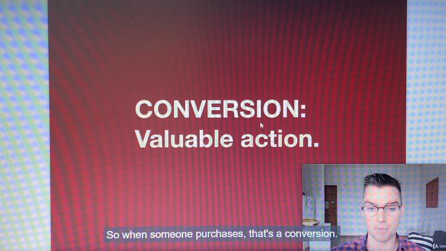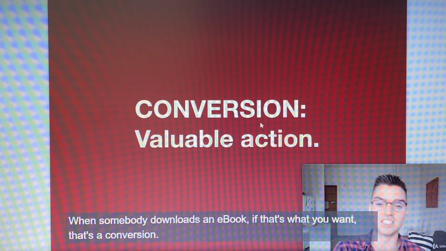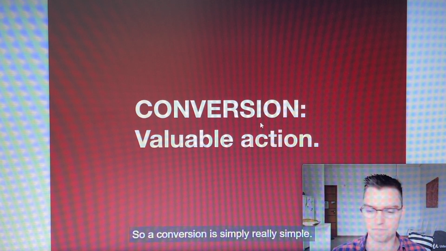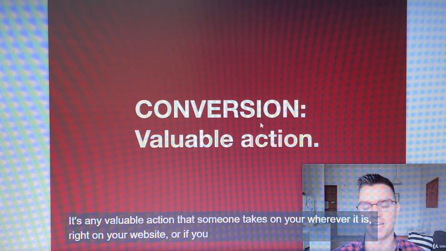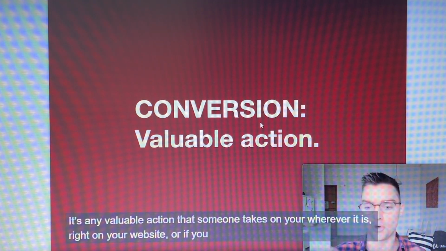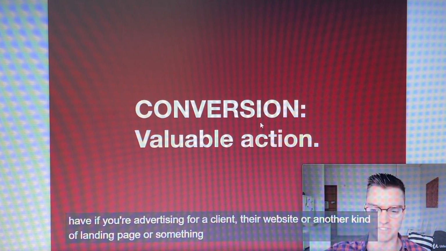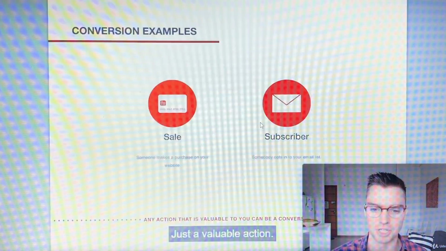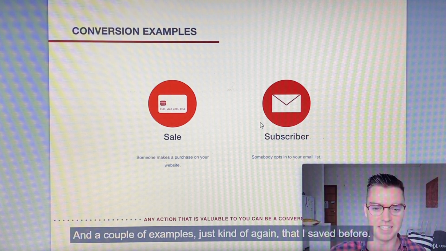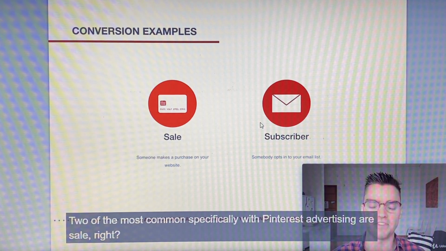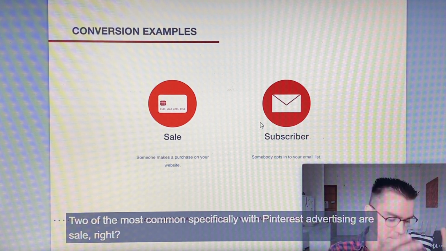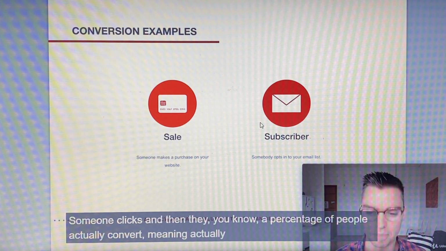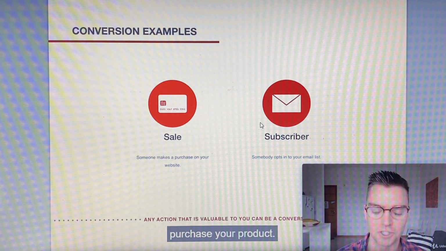So when someone purchases, that's a conversion. When somebody downloads an ebook, if that's what you want, that's a conversion. A conversion is really simple. It's any valuable action that someone takes on your website, or if you're advertising for a client, their website, or another kind of landing page. Just a valuable action. Two of the most common, specifically with Pinterest advertising, are sales. Someone buys on your website, that's a conversion. That's a valuable action. A percentage of people who click actually convert, meaning actually purchase your product.